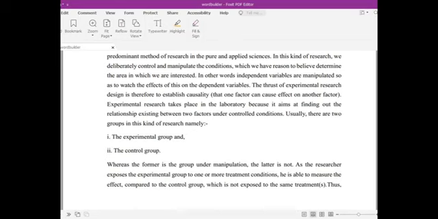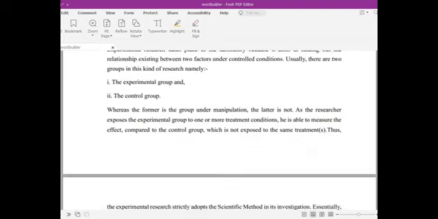The latter is not. The experimental group is the group under manipulation, and the control group is the group that is not under manipulation. You did not touch it. As the researcher exposes the experimental group to one or more treatment conditions, in this case the presence of the antibiotic, he is able to measure the effects compared to the control group, which is not exposed to the same treatment.